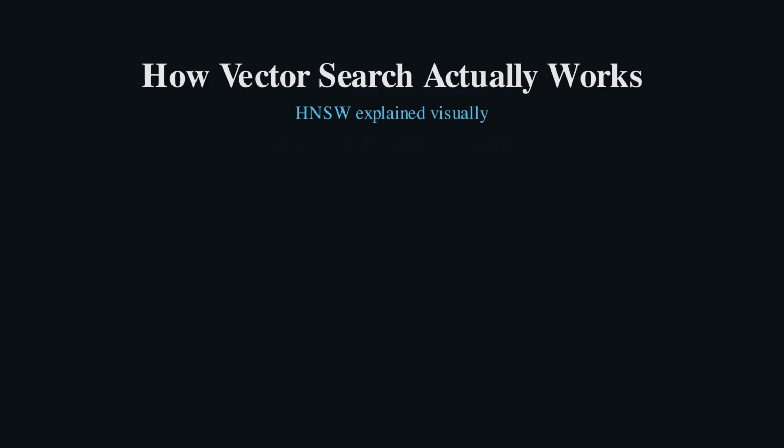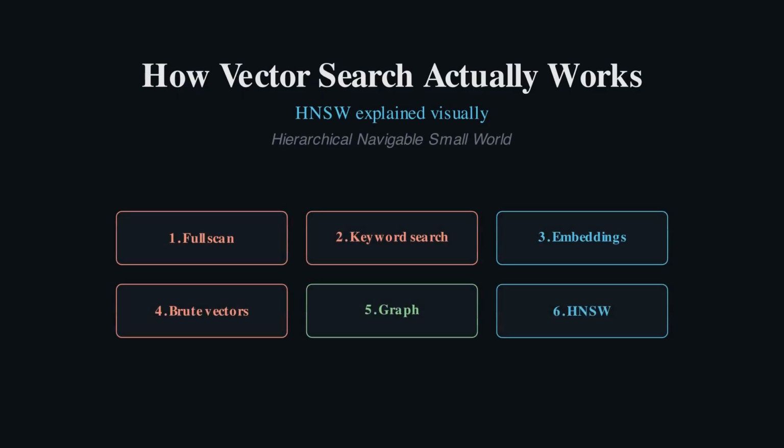We'll build the idea in 6 steps: full scan, keyword search, embeddings, brute force over vectors, a nearest neighbor graph, and HNSW, the hierarchical navigable small world.